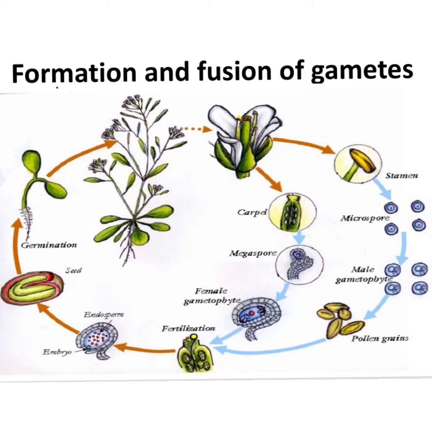The male gamete is formed in the anther, which results in the formation of the microspore, and it forms the male gametophyte, which matures into the pollen grains, which is the male gamete, and the gynoecium produces the megaspore in the carpel, and it forms the female gametophyte. And the fusion of the pollen grain and the ovule results in fertilization and forms the endosperm and the seed. The seed further, when planted, germinates into the new plant.